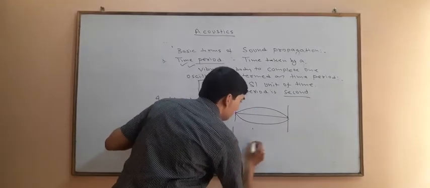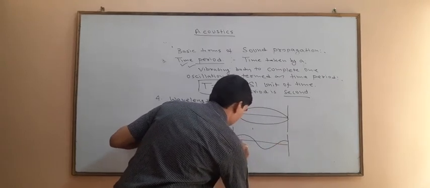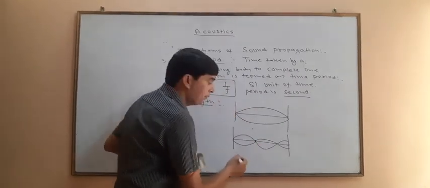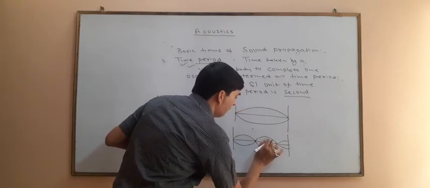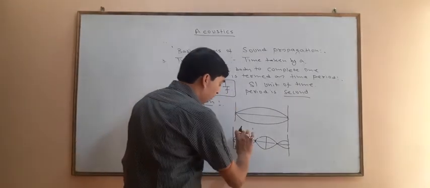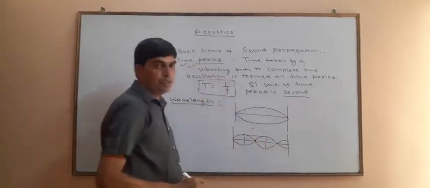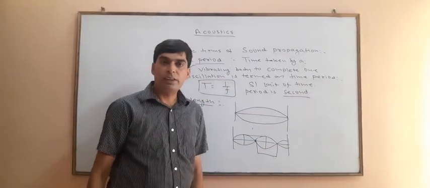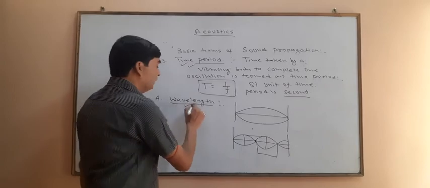But if this is divided, we have two types of things. One is zero displacement, and another is maximum displacement. So two positions are there, one of maximum displacement, one of minimum displacement. The distance between two maximum displacements, or the distance between two minimum displacements, both are known as wavelength. Maximum to maximum, minimum to minimum, both are known as wavelength.